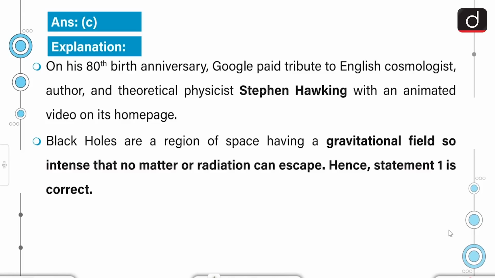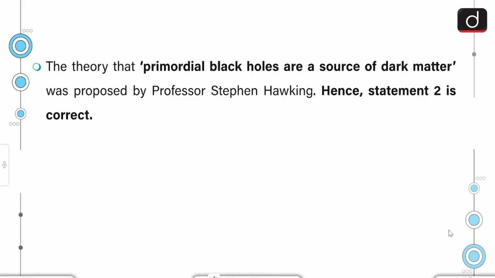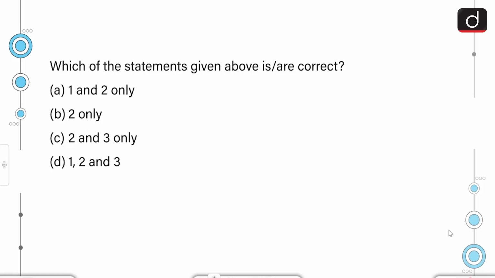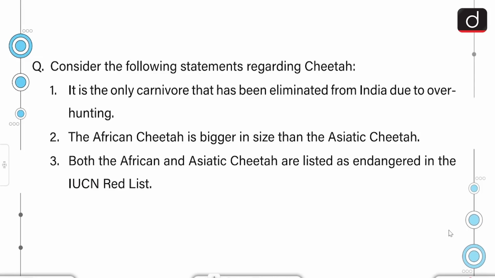Black holes are a region of space having a gravitational field so deep and intense that no matter or radiation can escape through it. The theory that primordial black holes are a source of dark matter was proposed by Professor Stephen Hawking. Moving on. Consider the following statements regarding cheetah. It is the only carnivore that has been eliminated from India due to overhunting. African cheetah is bigger in size than Asiatic cheetah, and both African and Asiatic cheetah are listed as endangered in the IUCN Red List.